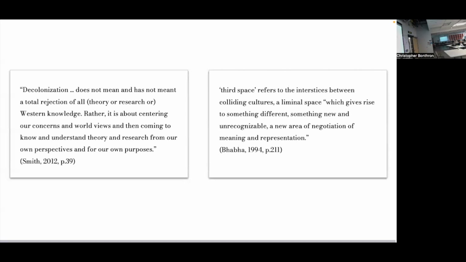Post-colonial theorist Homi Bhabha, in his seminal work The Location of Culture, addresses this conundrum by proposing an in-between space for the cultural encounter, which he calls the third space of cultural enunciation. This in-between space undermines binary thought and does not merely produce a combination of two opposites. Interpreted by many cultural theorists as a process by which the hegemonic powers attempt to transform the identity of marginalized people within a uniform global framework, the usage of the term third space in my thesis referred to the interstices between colliding cultures, a liminal space which gives rise to something different, something new and unrecognizable, a new area of negotiation, of meaning and representation. In this in-between space, new cultural identities are formed, reformed, and constantly in a state of becoming.